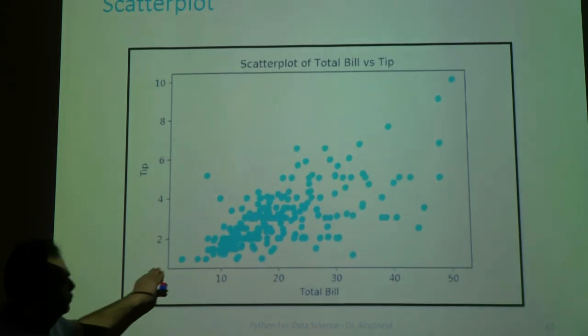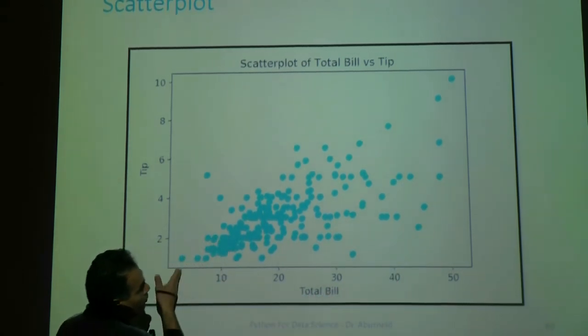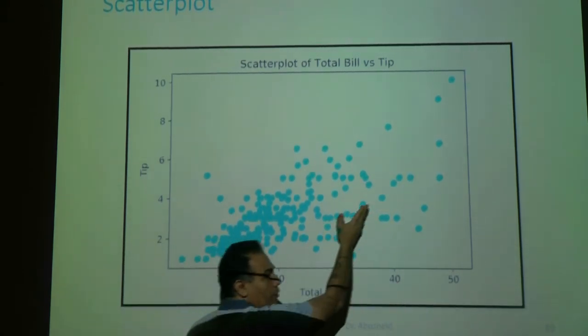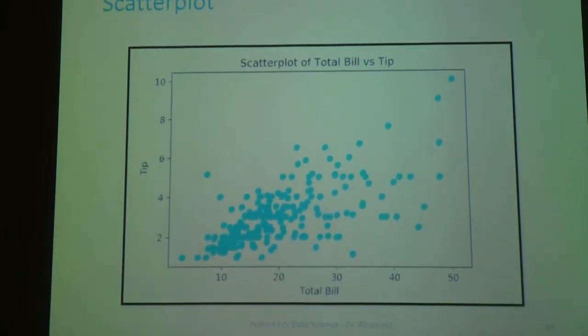So in here, this is what we have, the total bill. So as you see, when the total bill increases, what will happen with the tip? Increases. And this is a scatter plot.